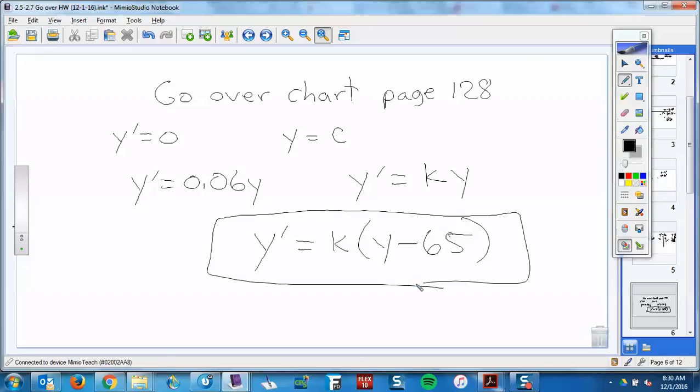Because what if I flip these two around? What if I made this 65 minus Y? Now what's K going to be? K is going to be positive because 65 minus Y is going to be negative, right? We know Y prime has to be negative here because Y is decreasing. So if I flip this around and made this negative, then the K would have to be positive, right? So the two sides would be negative.